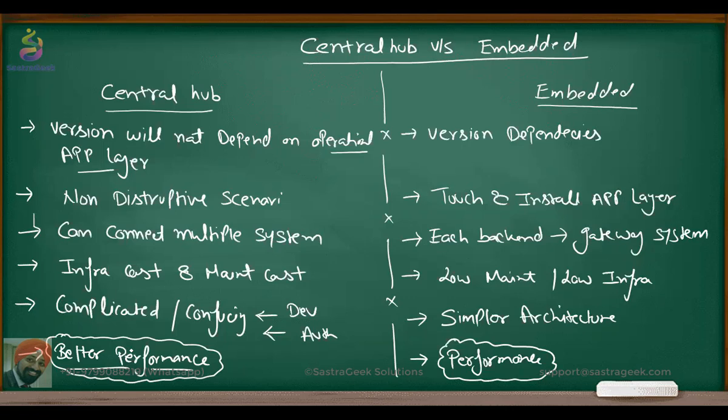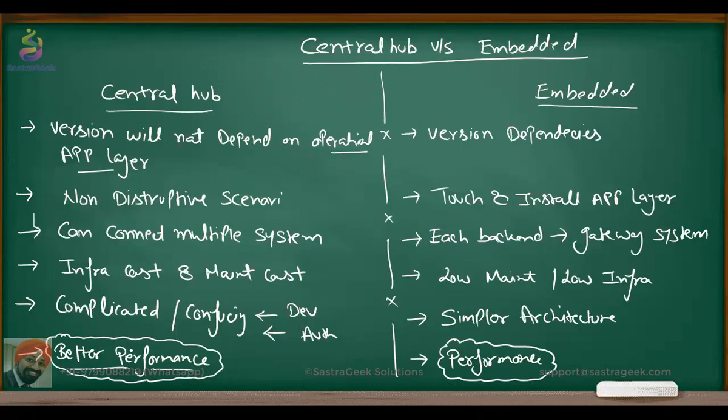If you have a bigger landscape where you have multiple systems, then the central hub scenario comes into the picture, because you can have one single central hub gateway system which can connect and serve as a gateway for the multiple backend application layers. But if you have a single application, basically a single instance of S/4HANA or not many instances, then embedded makes more sense.